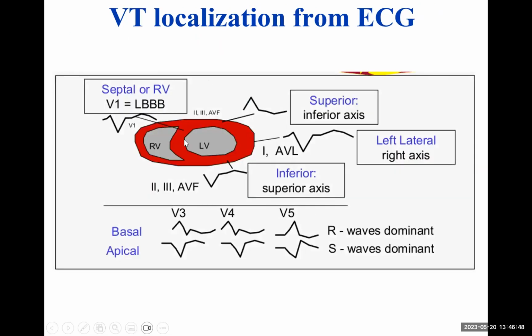And to summarize it again, in the septal and RV, we have typically left bundle branch block. If this origin is superior, we will have inferior axis. The QRS complex would be positive in the inferior leads. If we have inferior source of the tachycardia, we will have superior axis, i.e. negative inferior leads. In the lateral, we will have negative lead 1, AVL and right axis deviation. Basal, positive V1 to, especially lateral, V3 to V5. And apical is typically S-wave dominant in V3, 4, and 5.